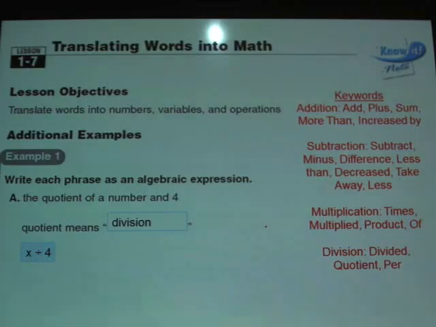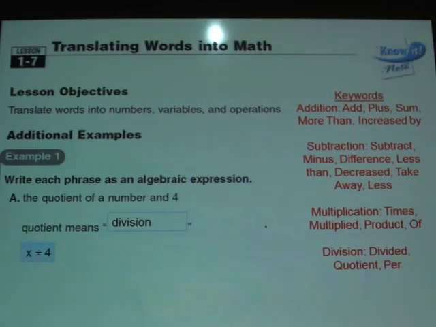This is a video presentation of Chapter 1, Section 7 in the 7th grade book entitled Translating Words into Math. So we spent some time working with some algebraic expressions. Now we're going to create some algebraic expressions given some word phrases that represent them.